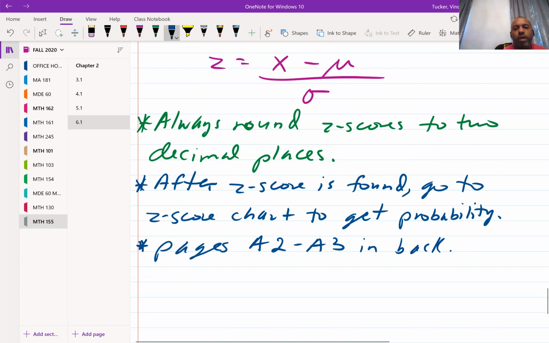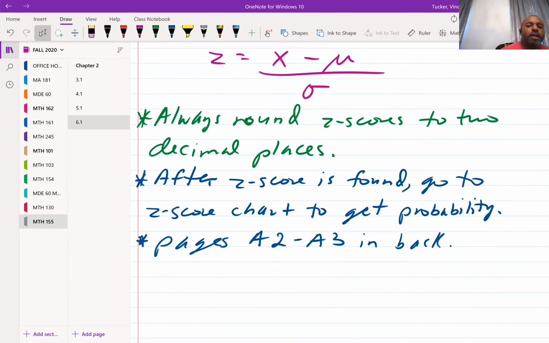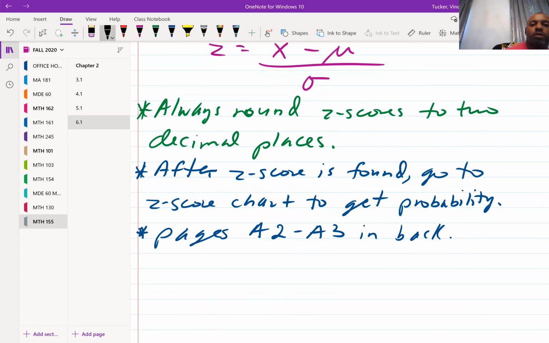All right, so we're always going to round our z-score to 2 decimal places. And then after we found our z-score, we're going to go to the z-score chart to get our probability. That chart is supposed to be on pages A2 and A3 in the back of your book. Okay, we're good to go on that.